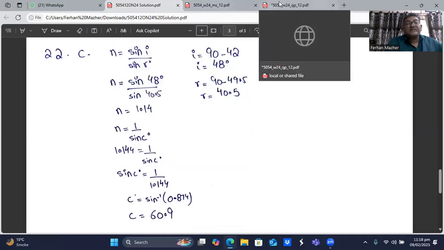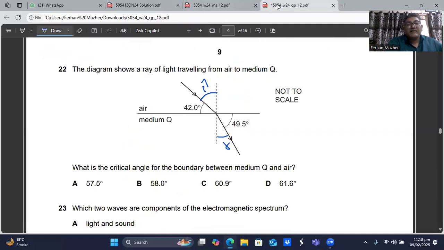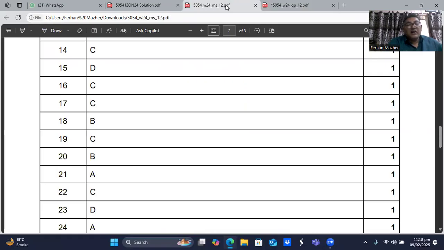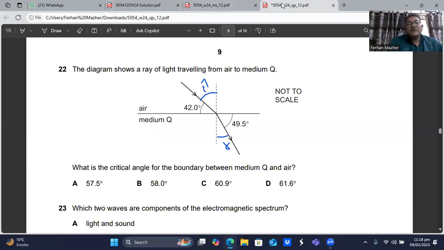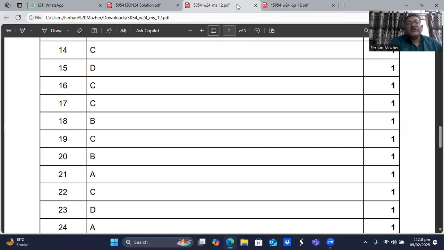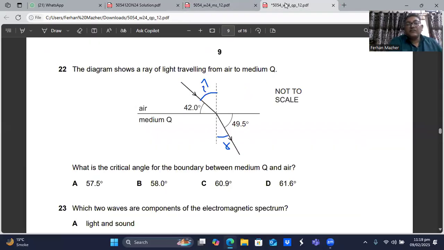So let's check. 60.9, I think C is the choice, sir. 60.9, C is the choice. And our answer is right. And this is how this is done. Okay. So C is the choice. Question number 22, C is the choice.